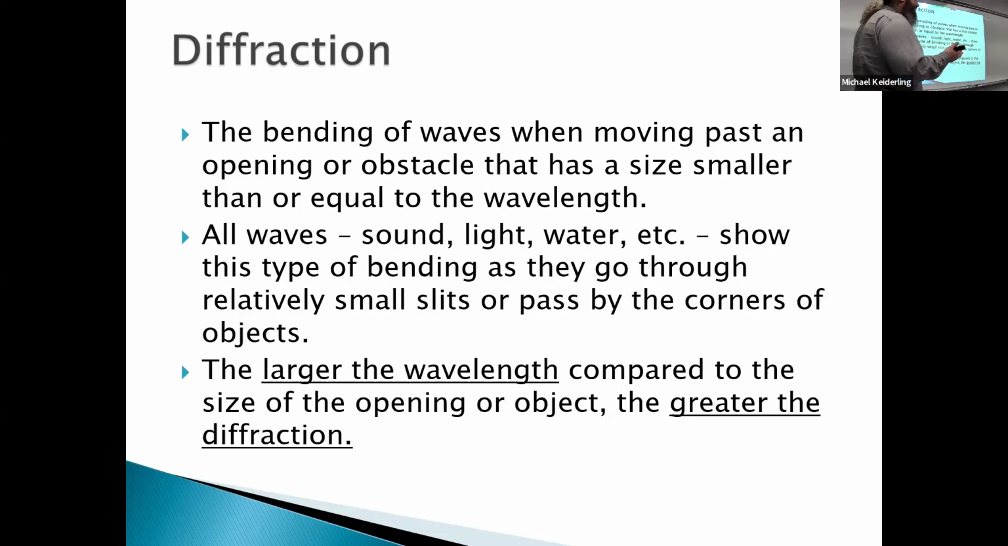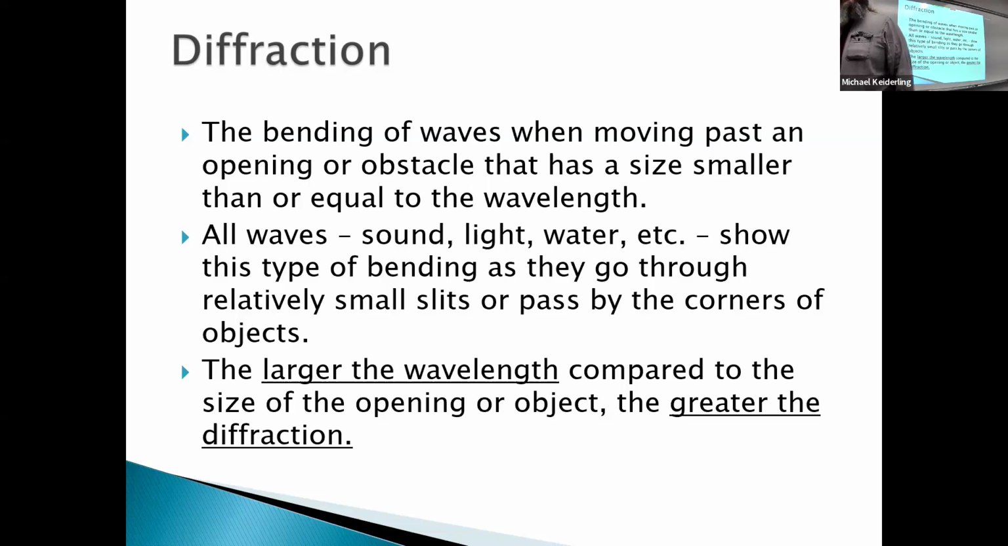Now, anyway, when a wave passes by a barrier, it bends. Diffraction is the bending of waves when moving past an opening or an obstacle that has a size that's smaller than or equal to the wavelength. So that bending is proportional to the difference between the size of the gap or the barrier and the wavelength. So the smaller the gap, the more diffraction there is. So all waves, sound, light, water, etc., will show this type of bending as they go through relatively small slits or pass by the corners of objects.